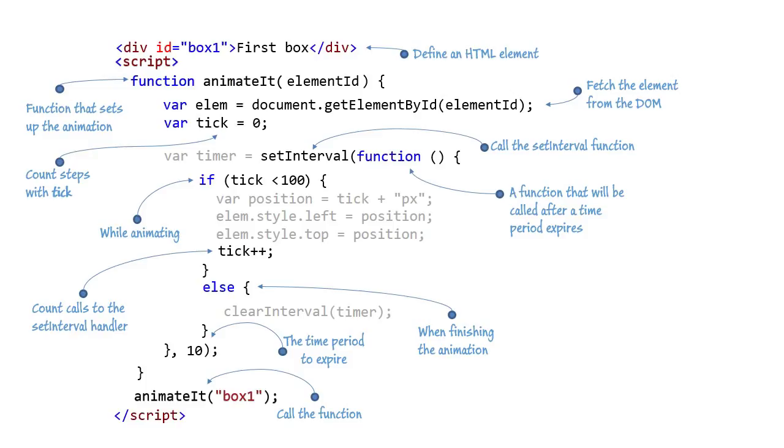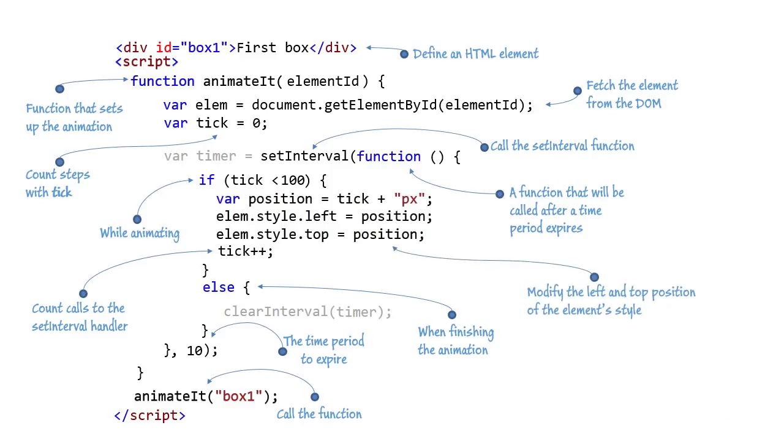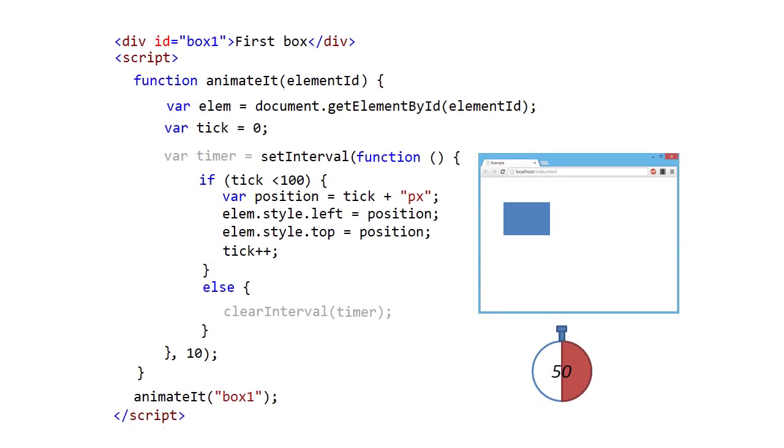Let's have an animation that moves the element from the upper left corner of the page to the lower right corner by the number of ticks. To do this, we modify the left and top position of the element's style. So, for example, after 50 animation steps, the position of our element will be 50 pixels from the left and 50 pixels from the top. And after 100 steps, it will be 100 pixels from the left and 100 pixels from the top. The passage of time will create the animation of a moving element.